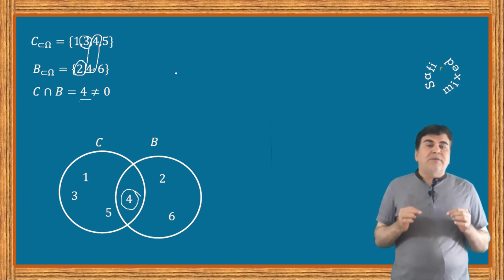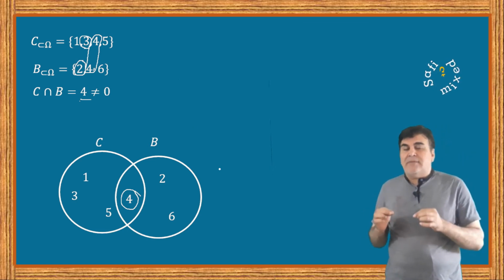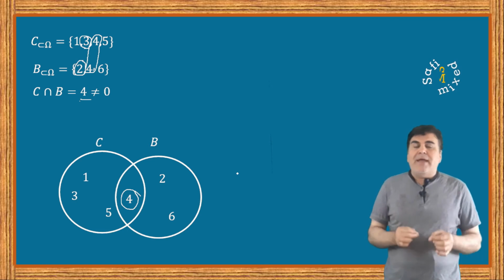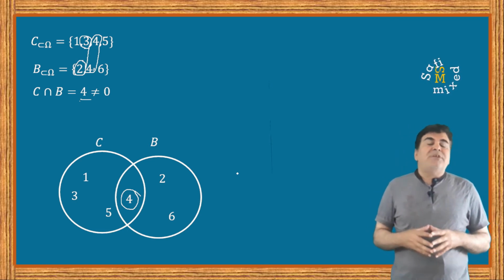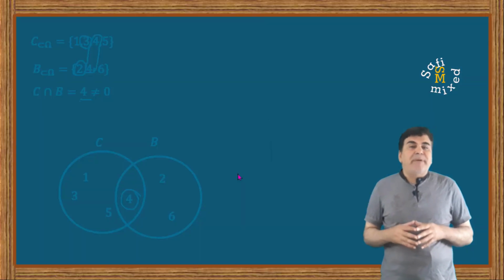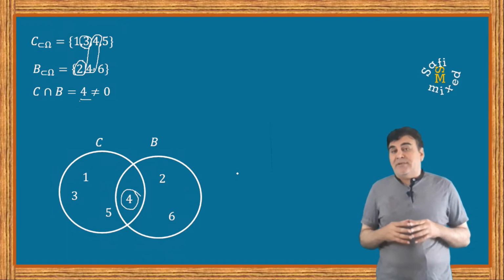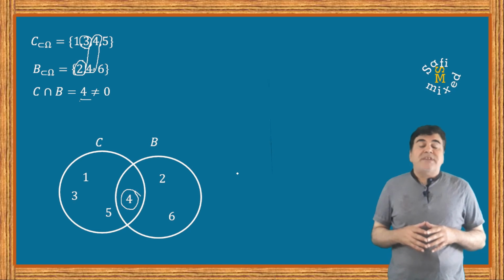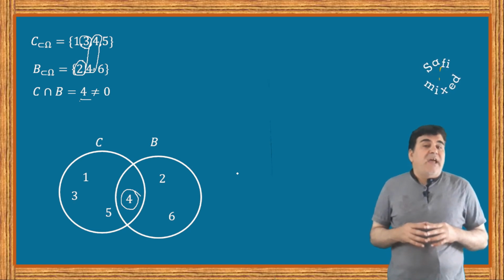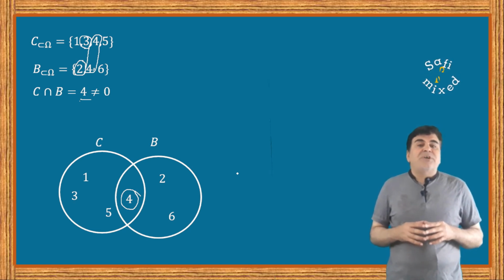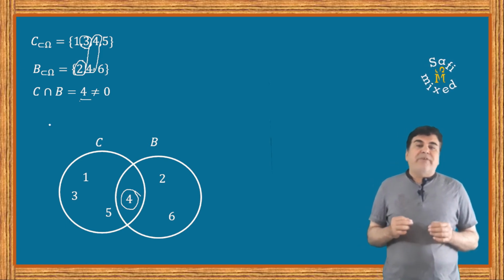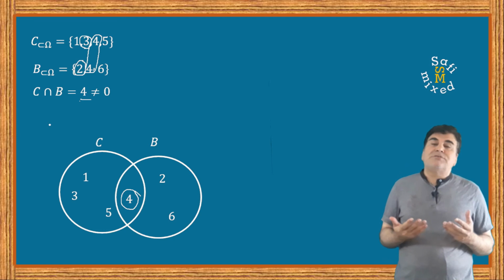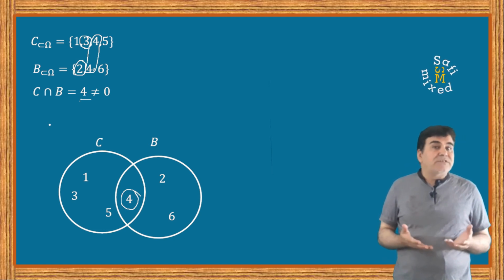In both these examples, that is in the case of events A and B and in the case of events C and B, the probability of one event depends on the occurrence of the other event. For instance, in the first case, if the outcome of a throw corresponds to event A, then the probability of occurrence of event B is obviously 0 and vice versa.